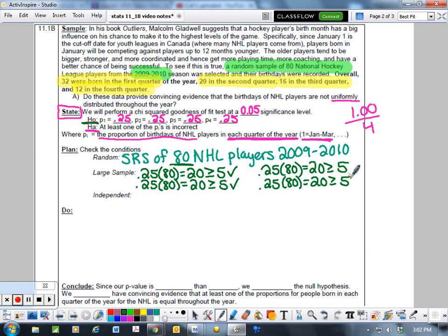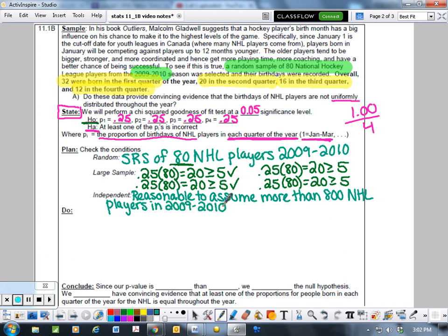So now what we're going to do is we're going to go ahead and check for independence. So independence, well, we didn't sample with replacement. So it's reasonable to assume there are more than 800 NHL players in 2009, 2010. Now, I don't know how truthful that statement is.